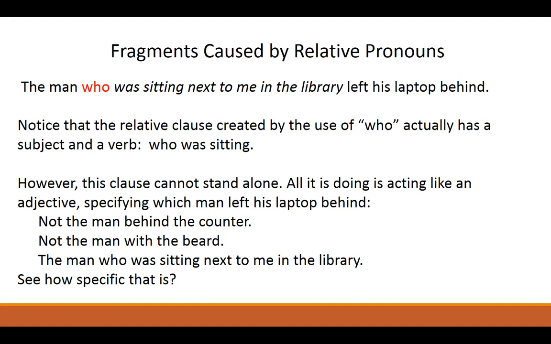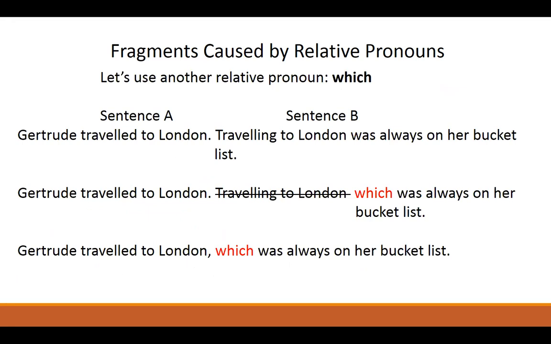So we're just trying to make sure that you understand these relative clauses are giving us more information about the main part of the sentence, about somebody in that sentence, right? So let's use another relative pronoun. Let's use which. Sentence A, Gertrude traveled to London. Sentence B, traveling to London was always on her bucket list. So we take traveling to London, cross it out, and replace it with which, and we have Gertrude traveled to London, which was always on her bucket list.